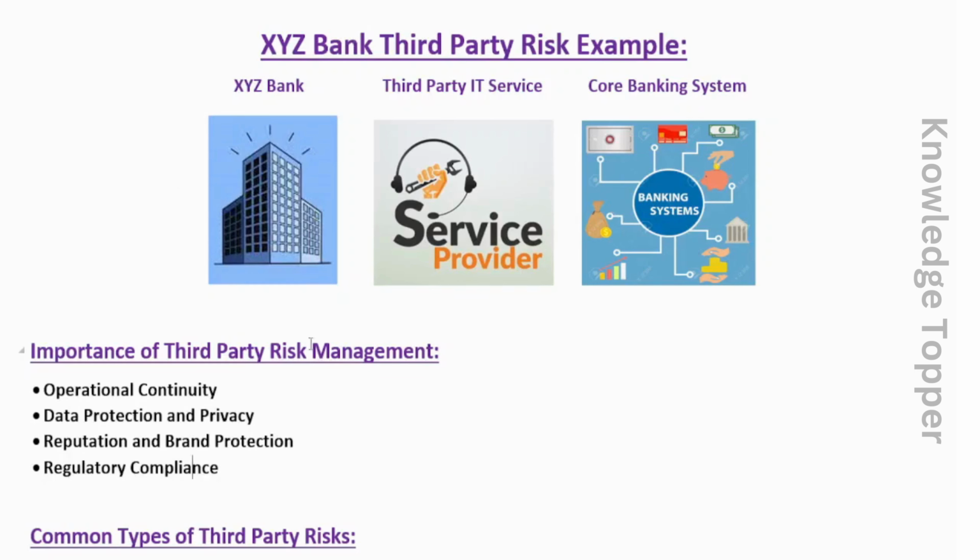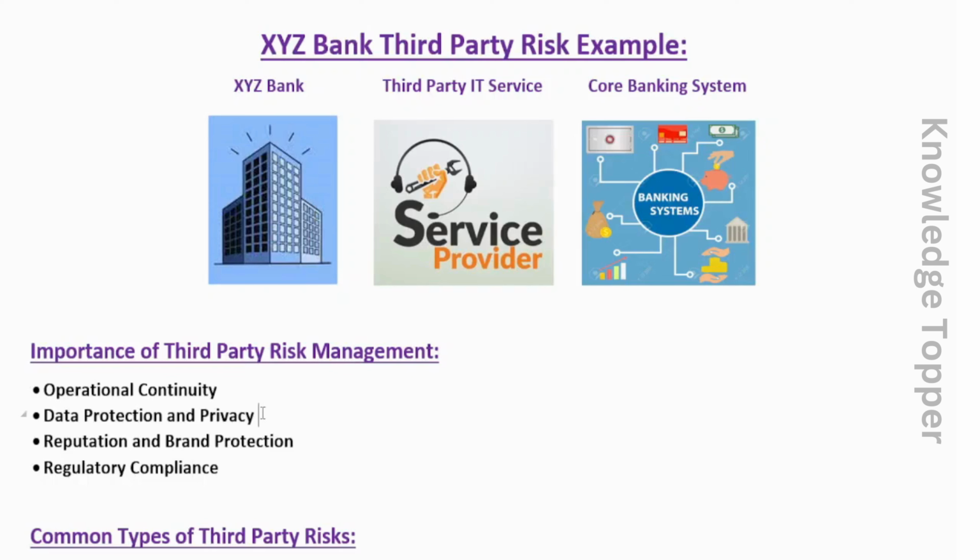Now we will understand the importance of third party risk management by using the same example of XYZ Bank. So the first importance is operational continuity. Basically, third parties play a crucial role in the operations of many organizations, and managing third party risk helps ensure continuity by identifying potential vulnerabilities and by implementing measures to minimize disruptions as well. Like in our example of XYZ Bank, if we suppose that the system of the third party service provider goes down, then XYZ Bank could face operational discontinuity.